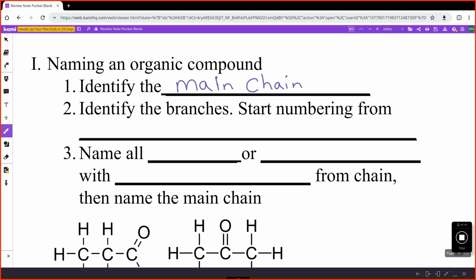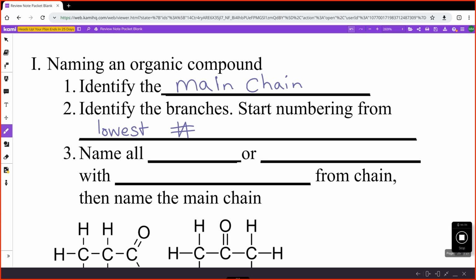Then we identify branches, whether it's a methyl group or an ethyl group. We find the branches that are not part of the main chain. And the numbering process has to be from, or what would result in, the lowest number on the branch. So you can count from the left side of the molecule, you can count from the right side of the molecule. Either way you count it, you have to look for the way that gives you the lowest number possible.